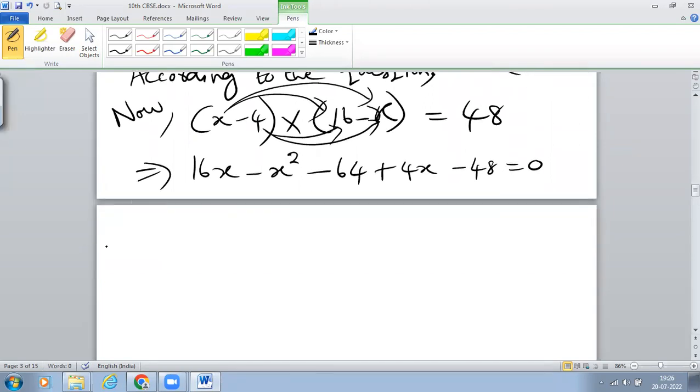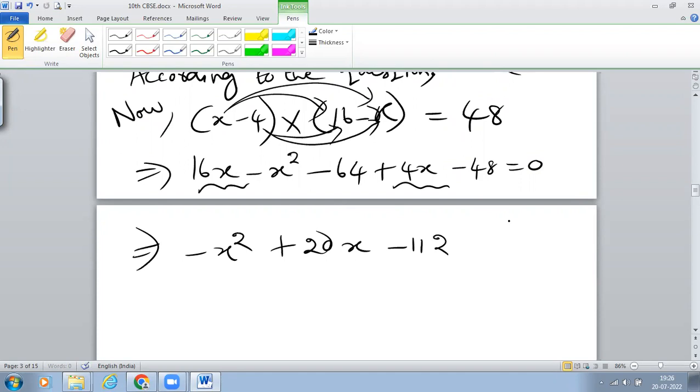Okay. Now next step. First we always write the X square term, that is minus X square. And here 16X plus 4X is 20X. And minus 64 minus 48, what is minus 64 minus 48? Minus 112, which is equal to 0. So minus X square I have written here, 16X plus 4X is plus 20X, minus 64 minus 48 is minus 112, which is equal to 0.